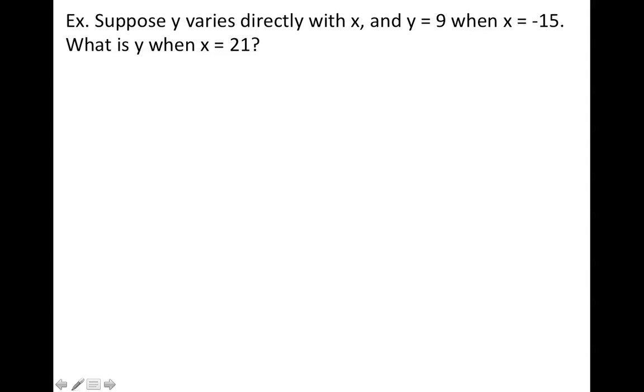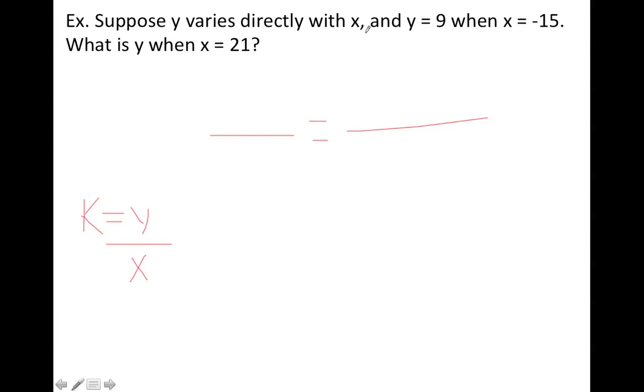Next, we have an example. We suppose that y varies directly with x, and y is 9 when x is negative 15. We have to figure out what y is when x equals 21. The easiest way to do this is to set up proportions. So we'll have our two proportions equal to each other. Now remember, when we solve for k, for our varying directly, we'll get k equals y over x. So we have to plug in all of the numbers that we know in this way.